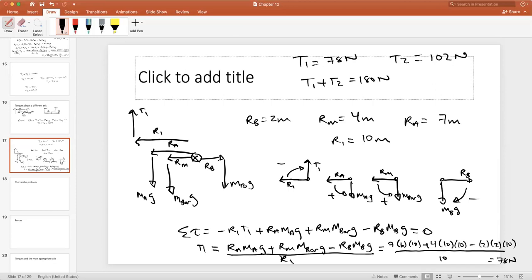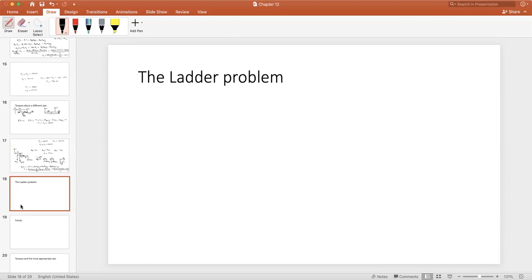However, now in our third example, we're going to see the hardest problem of these that we've done so far. And we're going to see where choosing the appropriate axis of rotation actually helps us solve the problem. So this is the ladder problem. It is a problem in your book. I want to say it's sample problem 12.02.